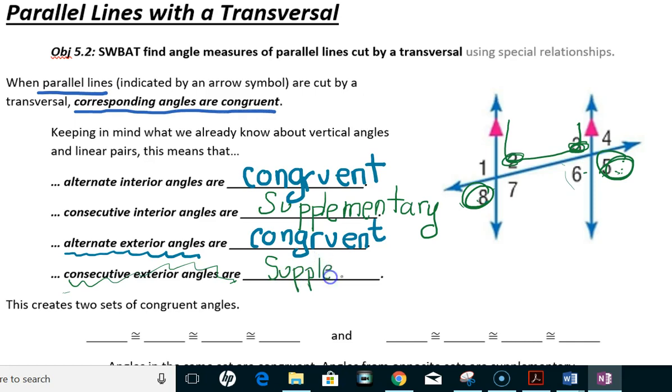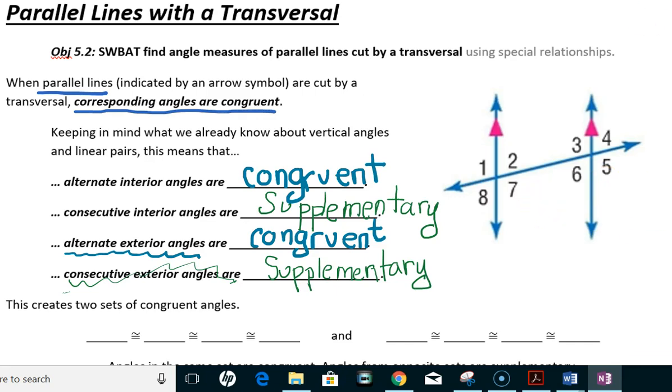So the ones that have the word consecutive in them are supplementary, and the ones that have alternate in them are congruent. And the bottom line, the easy part of this, is if the lines are parallel, it's pretty clear that the angles that appear to be congruent are congruent, and the angles that don't appear to be congruent are actually supplementary.